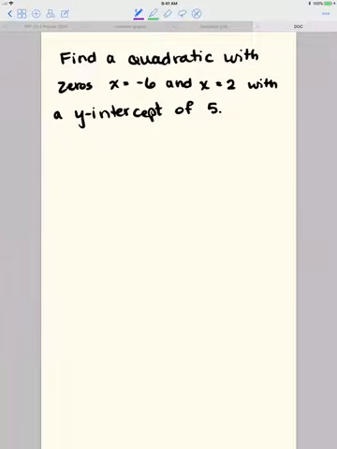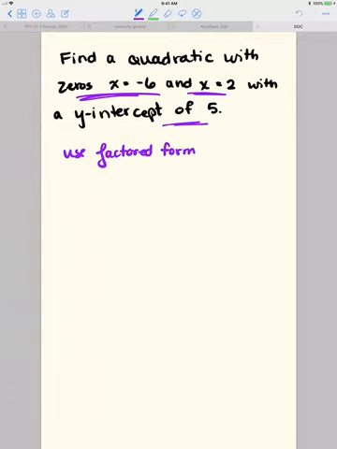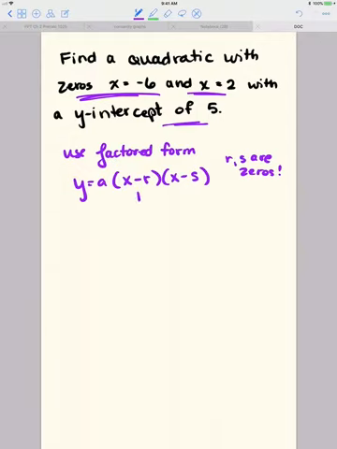Okay. Here's another one. Find a quadratic with the given zeros of negative 6 and 2, but now it has a y-intercept of 5. So again, we're given the zeros, so I'm going to use the factored form, which is y equals a times the quantity x minus r times the quantity x minus s. And again, the r and the s are your zero values. So a 0 of negative 6 is going to be an x plus 6 because it's minus a negative. And a 0 of 2 is going to be x minus 2 as a factor.